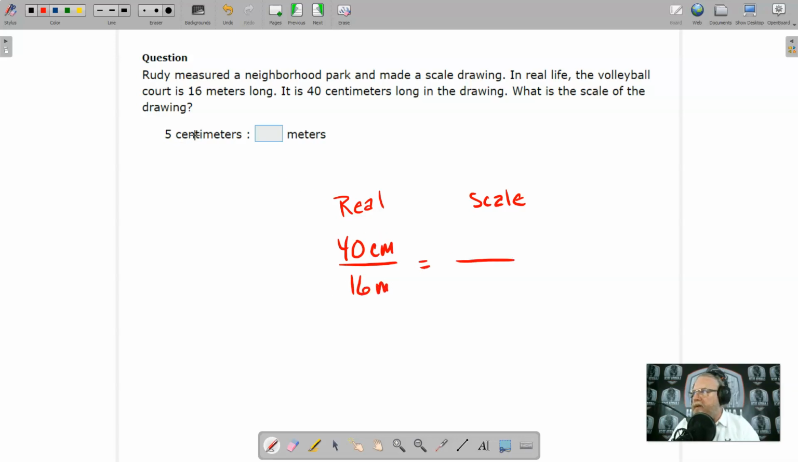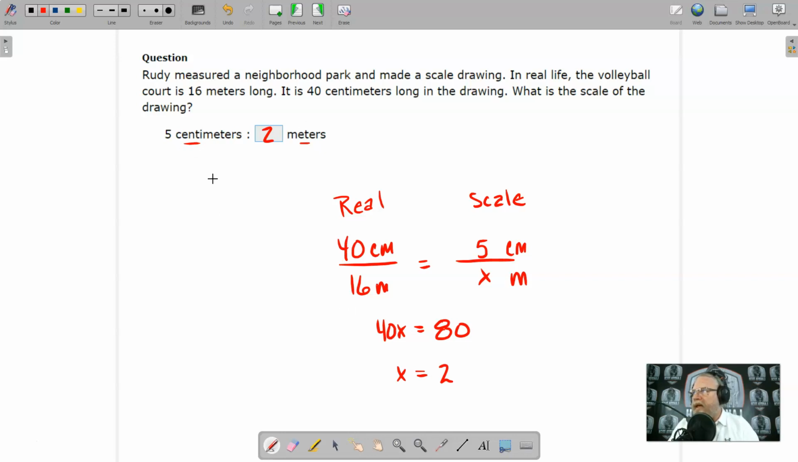We'll set that equal to centimeters to meters here. And notice that it's always the smaller measurement here that comes first. Centimeters being less than a meter. And 5 is to x. So we do 40 times x is 40x. 16 times 5 is 80, correct? Divide both sides by 40, and we get x is equal to 2. So in this case, it would be 5 centimeters is to 2 meters.